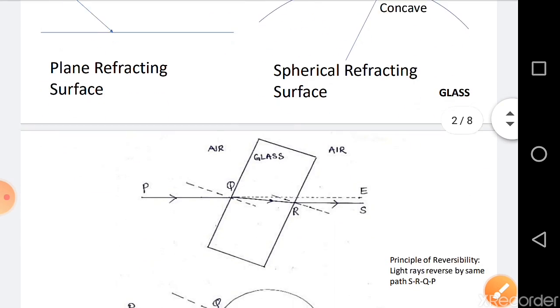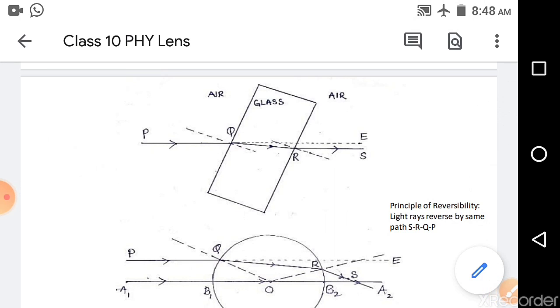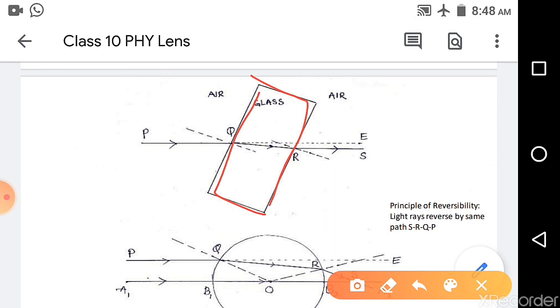Now see this, we have learnt about refraction through a rectangular glass slab. When a light ray is incident from P to Q on a surface of glass, there are two refractions on the two surfaces of the glass, when the light ray enters from air to glass, and when it leaves from glass to air. So finally we found that the direction of the incident ray and the emergent ray are parallel to one another. That's what we have discussed in the previous chapters.